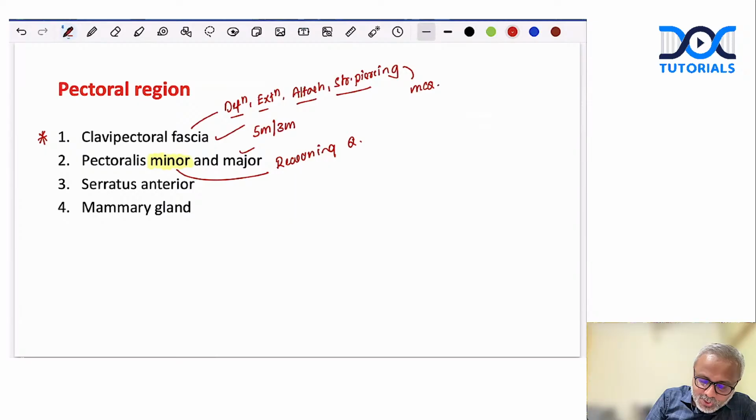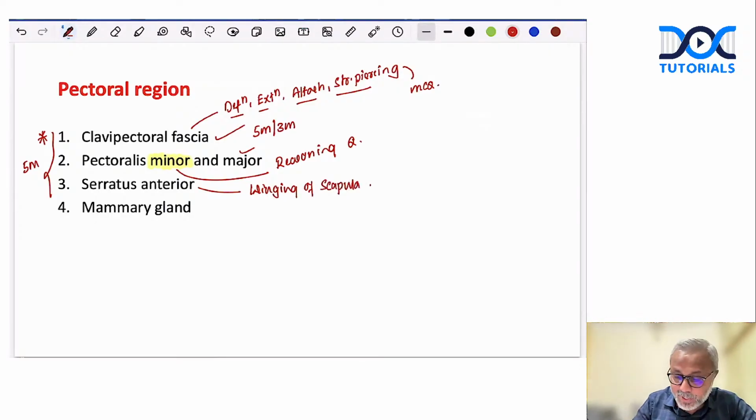Then there can be questions on serratus anterior. All these questions, remember, are potential 5-marker questions. Serratus anterior is mainly asked with a clinical background of winging of scapula. Again, this could be a case-based question. Attachments, innervation, actions, and then the clinical anatomy. What is winging of scapula? What is the anatomical basis for winging of scapula? This is also perfect material for a reasoning type of question.